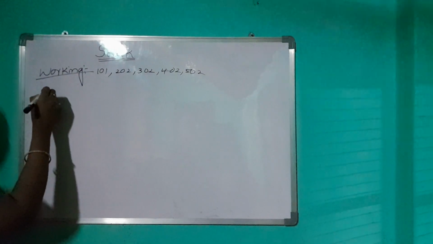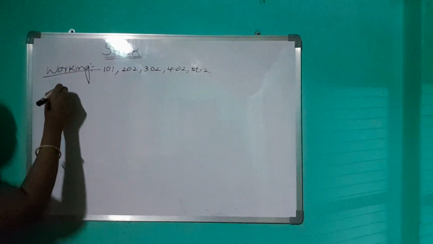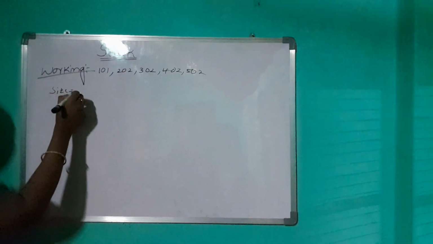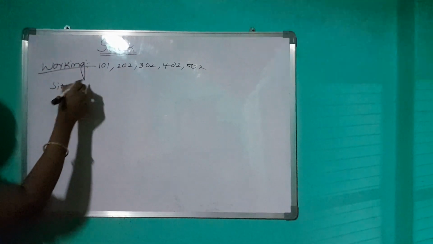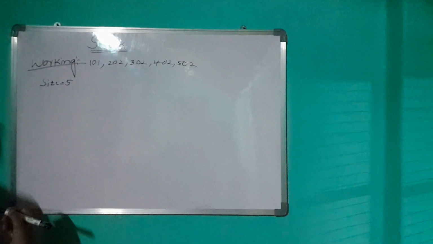These are the elements. We need to insert these elements into the stack data structure. First, we have to define size. Here, size of the stack is equal to 5. Now, an empty stack gets created. This stack is empty.